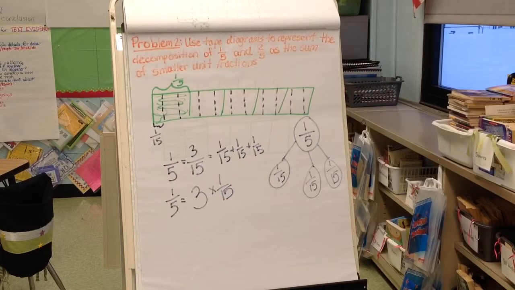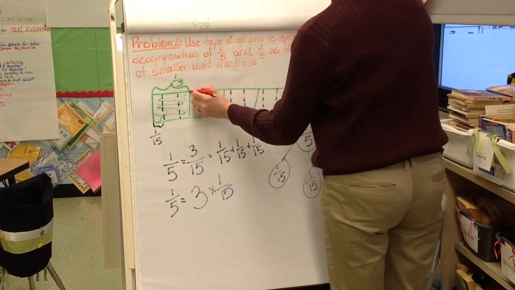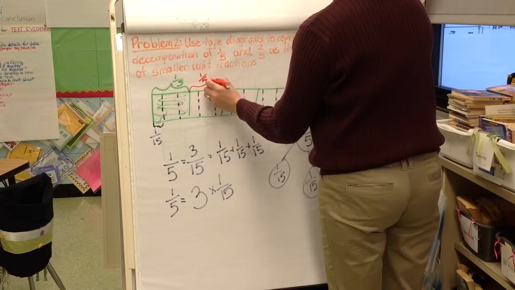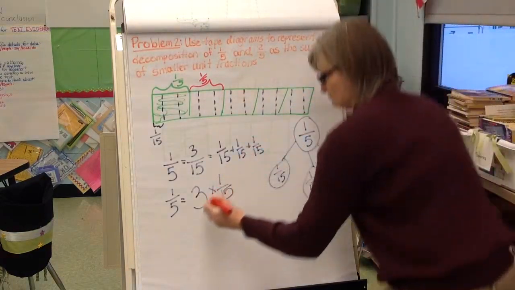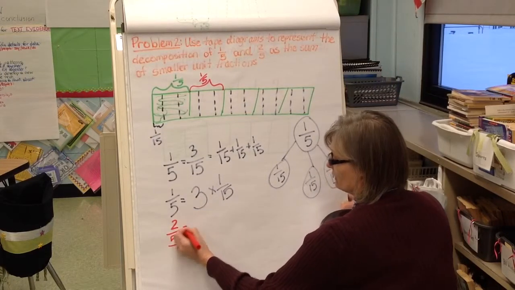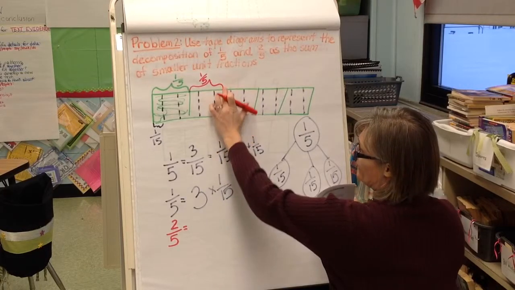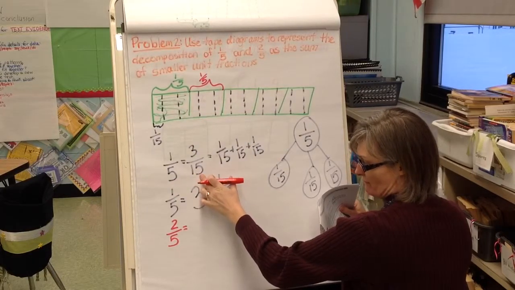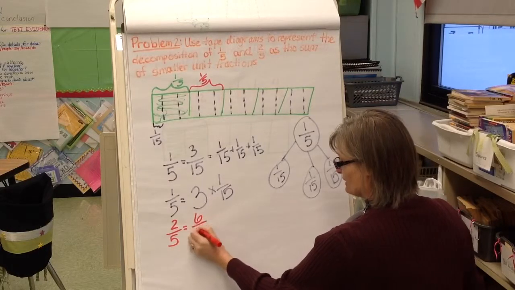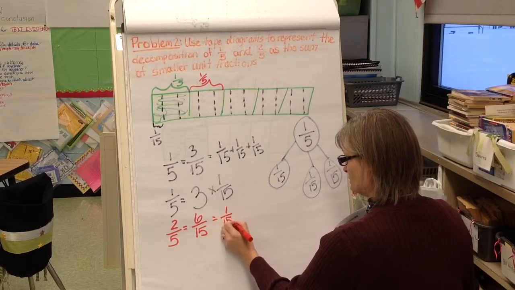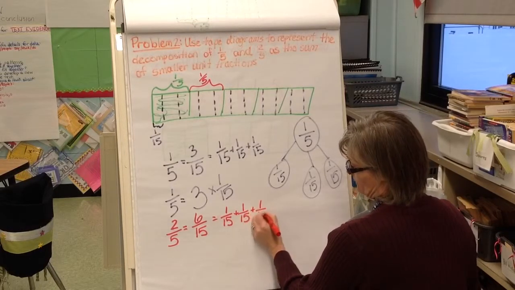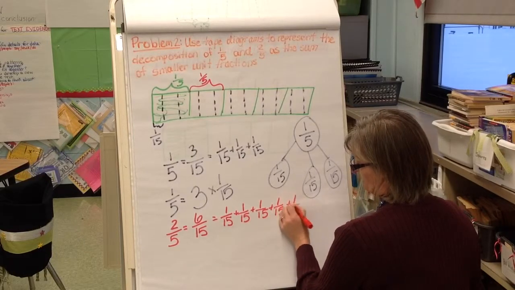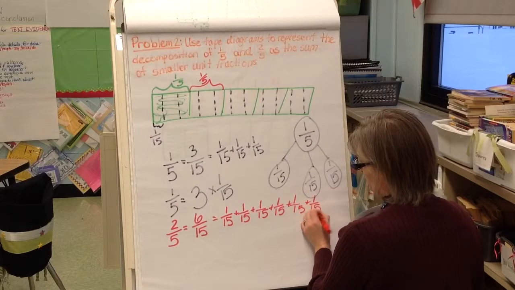Okay, now the problem says that we're going to decompose 1/5 and 2/5. So let's take a look at 2/5. Okay, so if we had another fifth, okay, so now we have 2/5. Okay, how many 15ths are there in 2/5? 1, 2, 3, 4, 5, 6. Well, that makes sense. If 1/5 is 3/15ths, 2/5 is 6/15ths, which equals 1/15 plus 1/15 plus 1/15 plus 1/15 plus 1/15 plus 1/15.